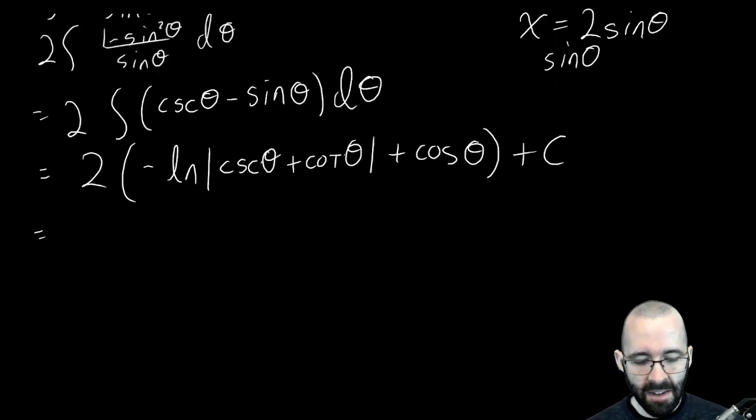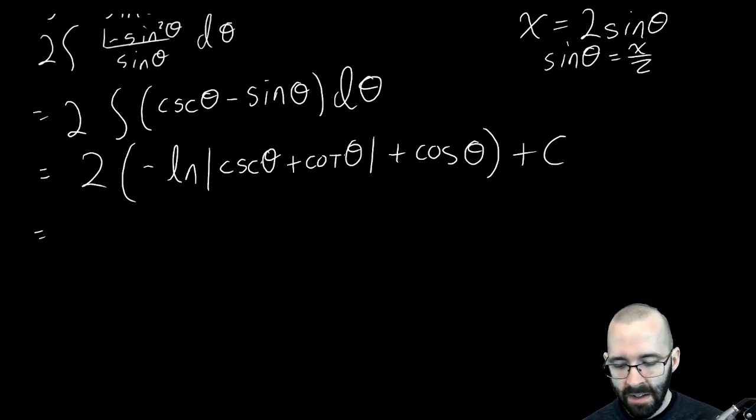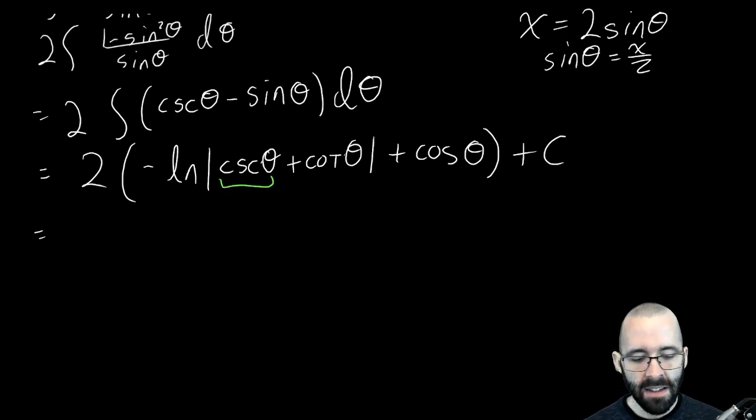So that tells us that sine of theta is x over 2. We need to know what cosecant is, well, we already know that, right? Cosecant is the reciprocal of sine. This will be 2 over x. But we need cosine and cotangent. Let's draw a reference triangle.